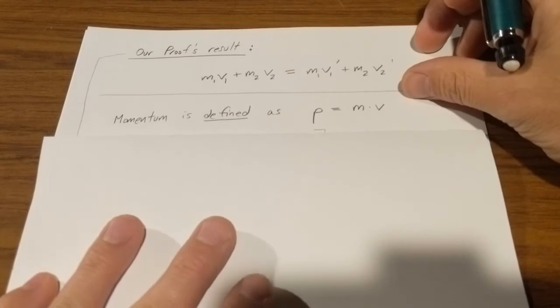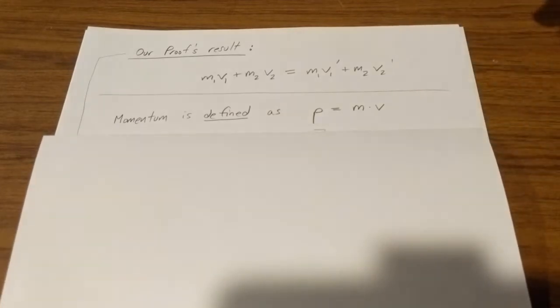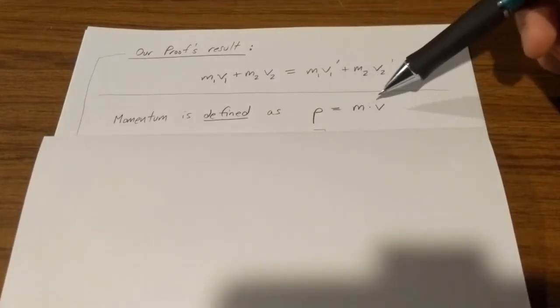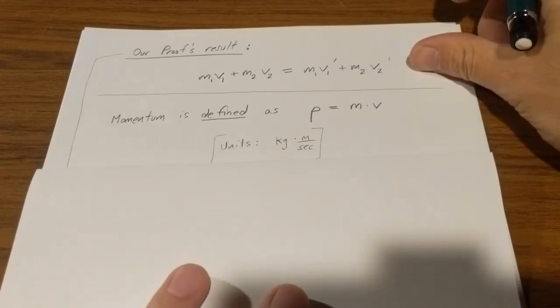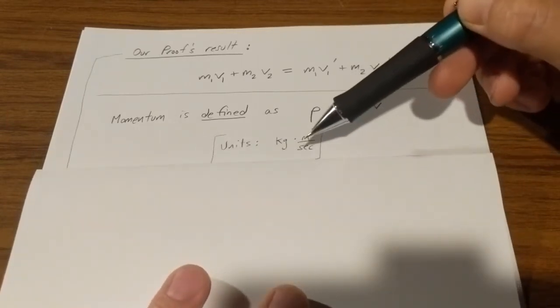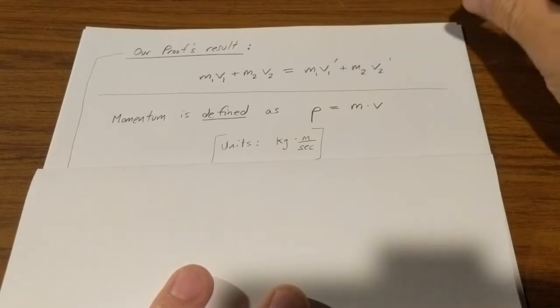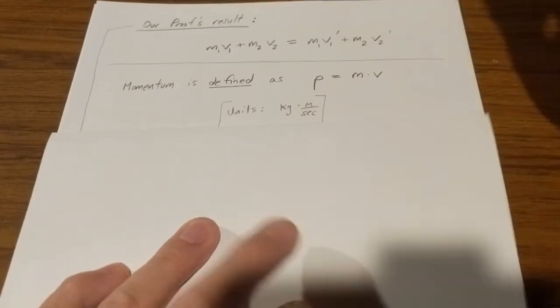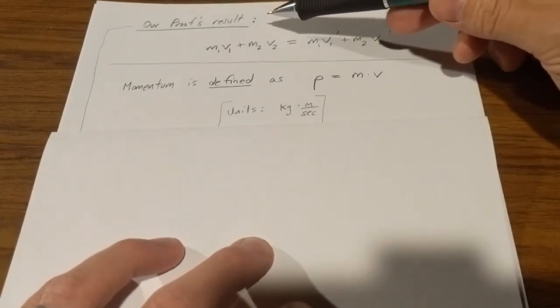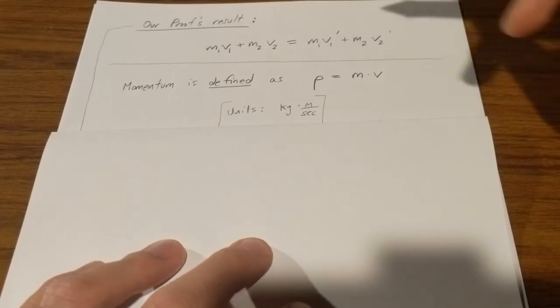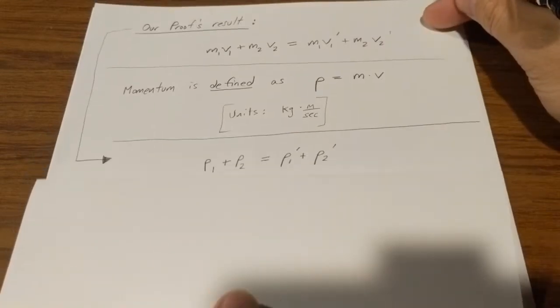Momentum, which is our new topic, is defined as m times v. Its units are kilograms times meters per second. There are no shortcut units like joules or newtons for momentum. And the big idea and the result of the proof can be written in many different ways.